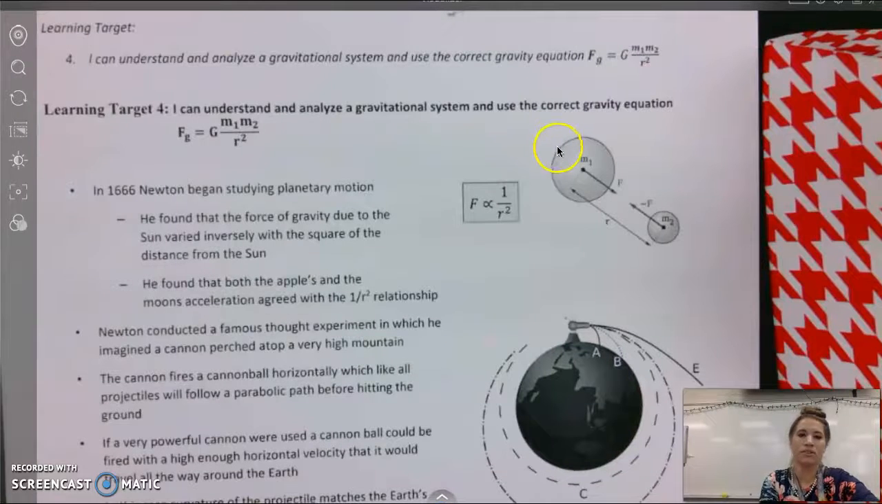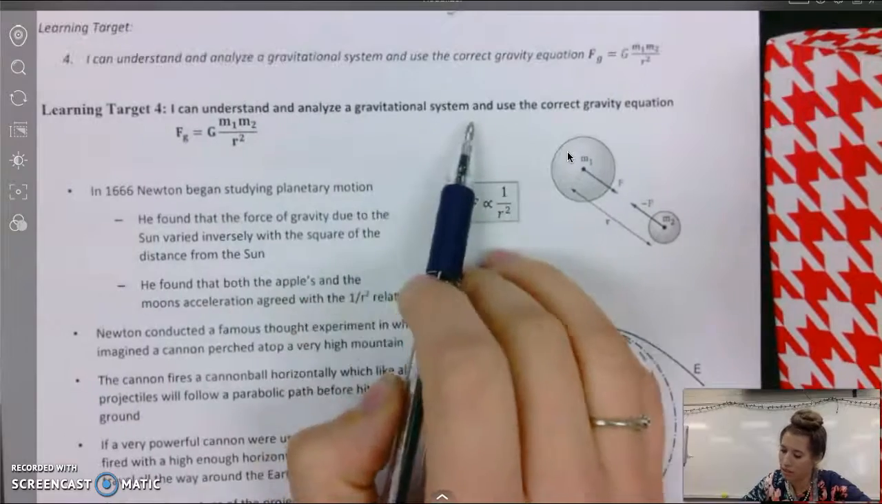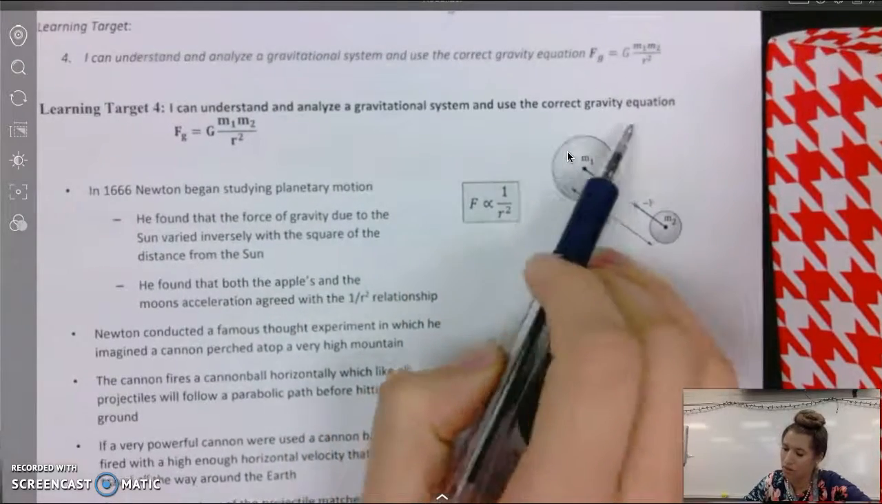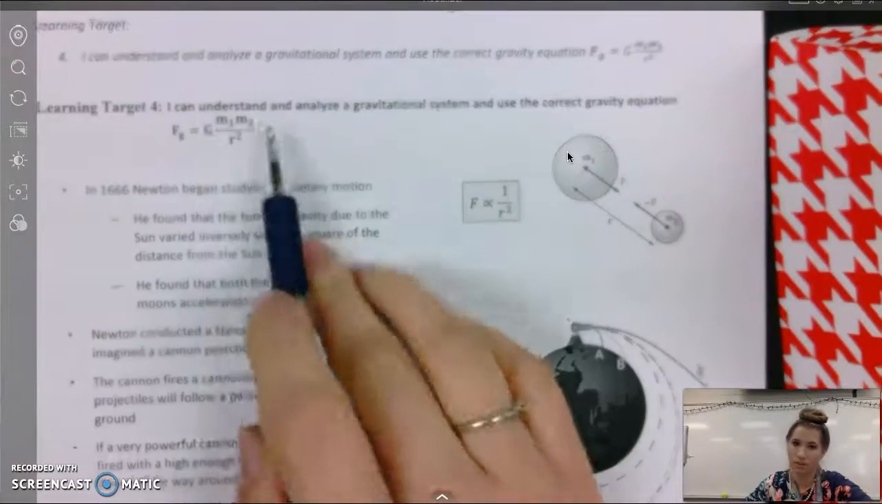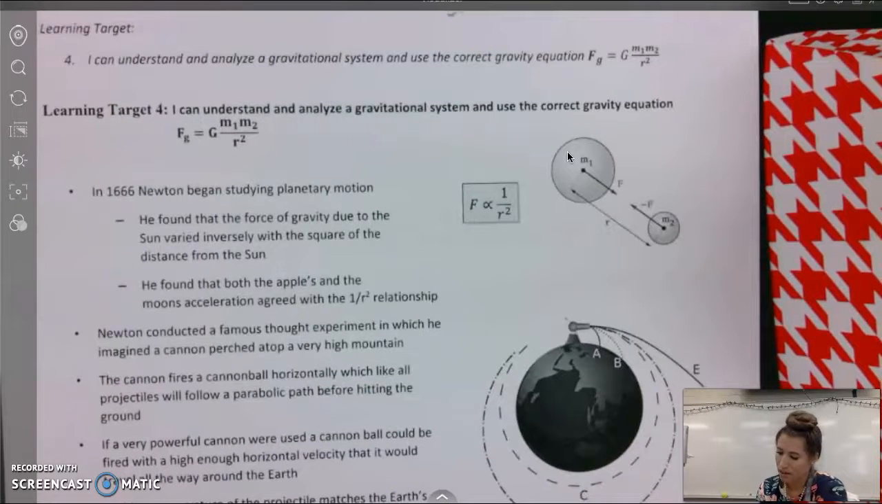Okay, so learning target number 4 is about gravity. We're going to analyze gravitational systems and use the correct gravity equation. Okay, so let's get a brief idea of what we're talking about here.